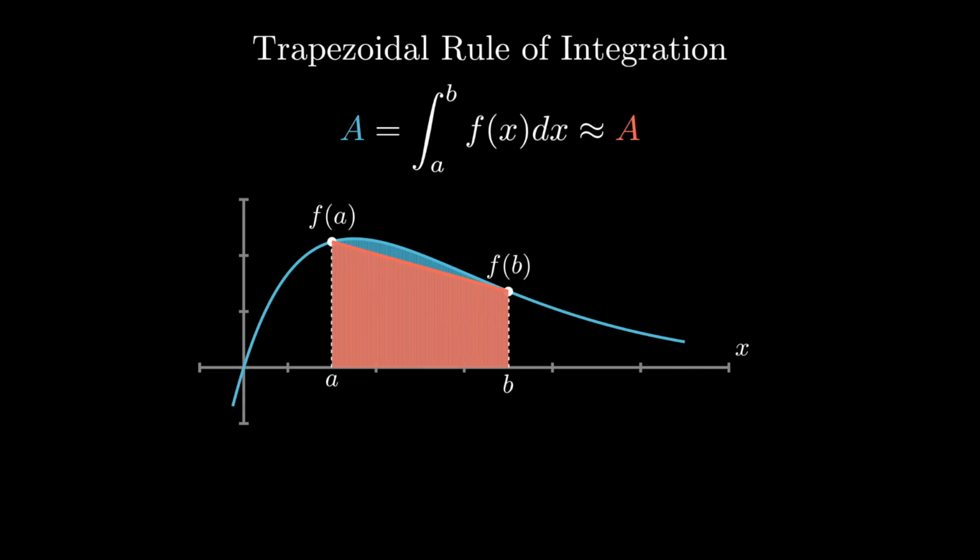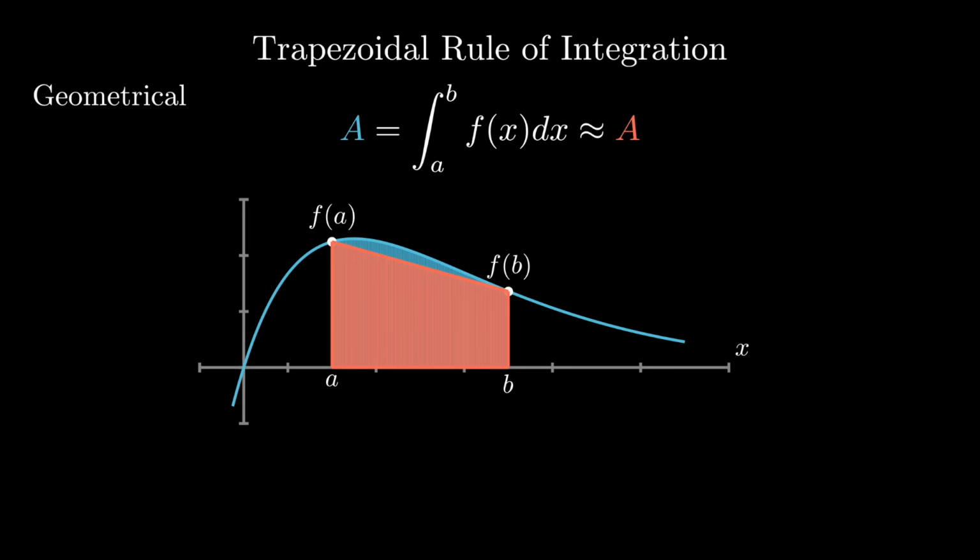The red area under the line is in the shape of a trapezoid. So we need to find the area of this trapezoid. Hence the name trapezoidal rule of integration. We can calculate the area of the trapezoid in at least two ways, geometrically and using calculus. First, we will use geometry.